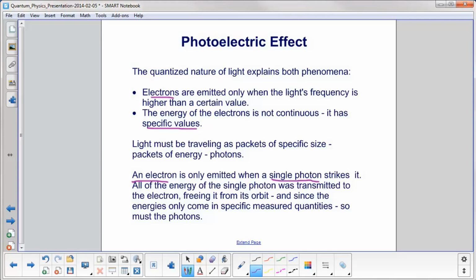Now, since the energies of the electrons only come in specific measured quantities, so must the photons' energies, which again provides more evidence that the photons are particles.